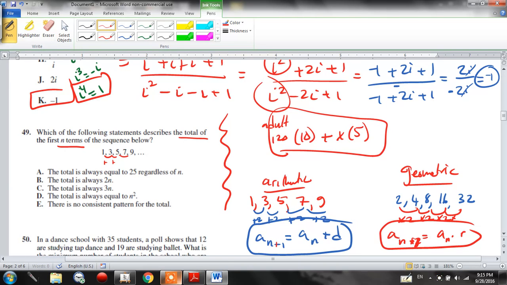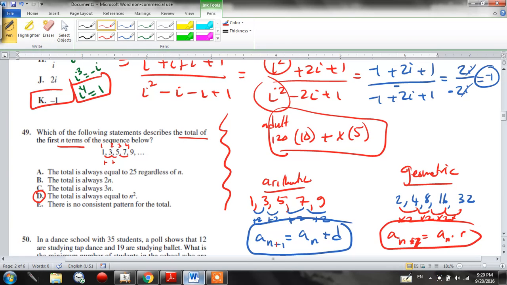So which of the following statements describe the total of the first n terms in the sequence? The total is always equal to 25, regardless of n. The total is always 2n. In this case, let's say n is 1, n is 2, n is 3, n is 4. Here I think you can add them together. Let me just not confuse you here.